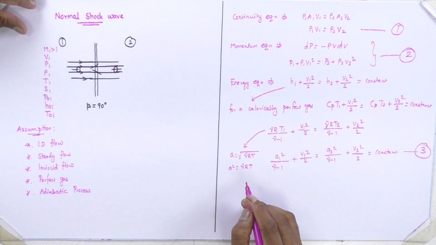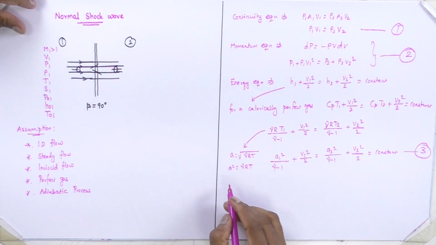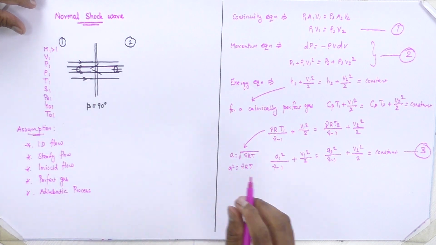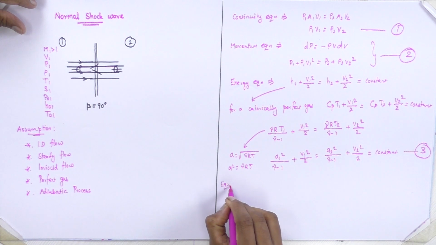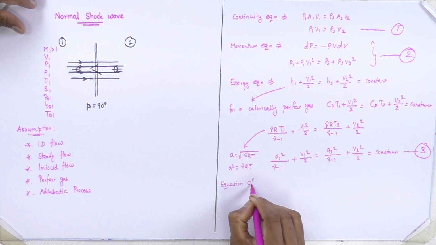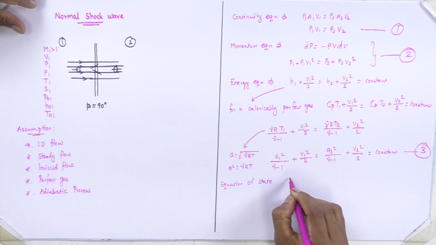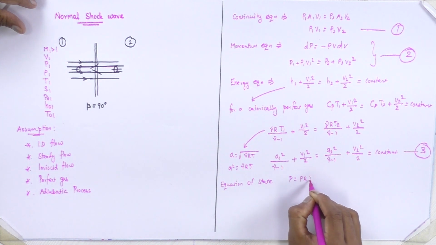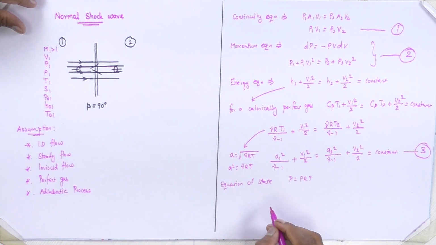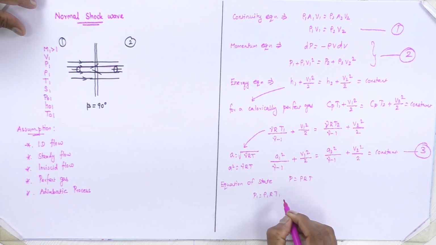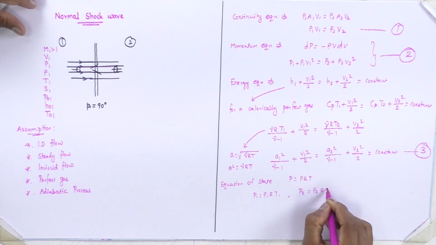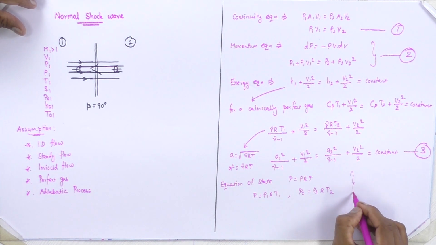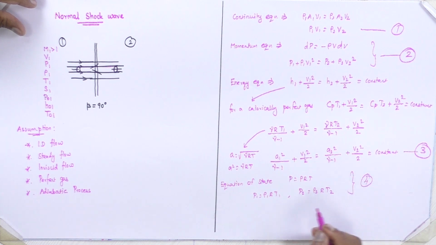Then we have the state equation. We can apply that equation at each and every point. The equation of state: P is equal to rho RT. If it is applied to region 1, we will get P1 is equal to rho 1 RT1. For region 2, it is P2 is equal to rho 2 RT2. Let's say these equations are number 4.